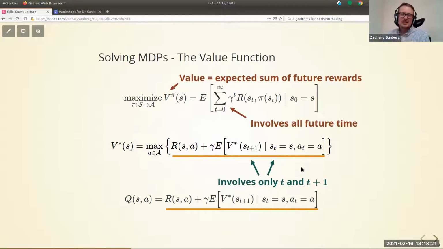Another thing to note is this term of the Q value, which is also called the state action value. So the Q value is the expected sum of all future rewards, except given that you take action A. So the V value is for only a state and the Q value is for a state and action. So this Q value shows up within this maximum here.